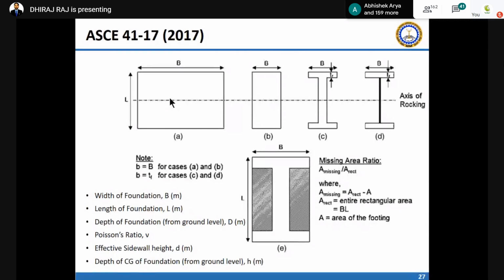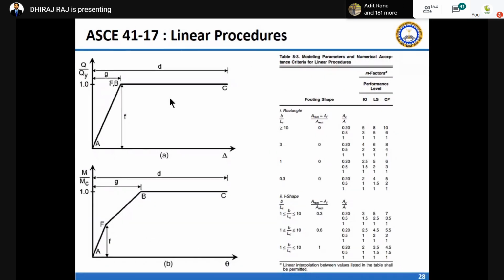I'm just going through those recommendations by the different codes which we are not even using in our daily practice. So here ASCE is giving that the axial load deformation curve is bilinear, whereas the moment rotation curve is trilinear. And these curves are generated differently for the linear procedure and for the non-linear procedure, and there they have different performance objectives.